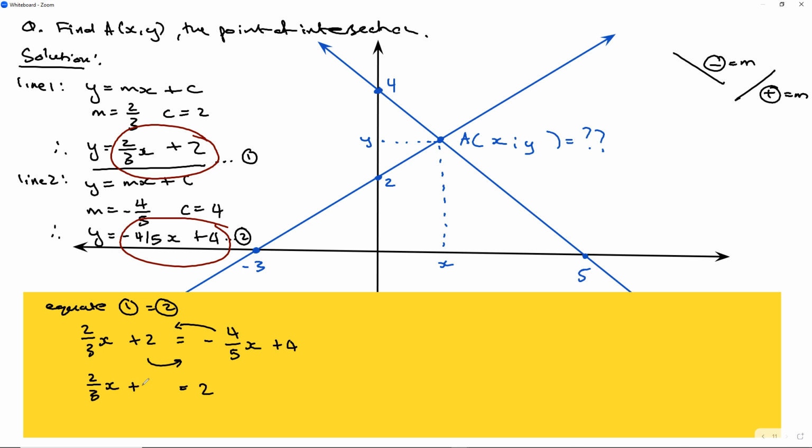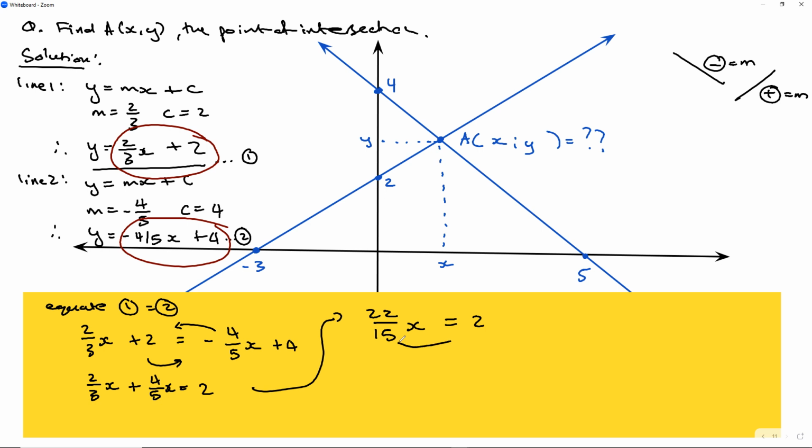And this side here, we've got 2/3x plus 4/5x. I'm going to grab a calculator to add the fractions to save time. I could also find a common denominator, which would be 15, and then cross multiply. So 2 over 3 plus 4 over 5 will be 22 over 15. So this comes to 22 over 15x equals 2.